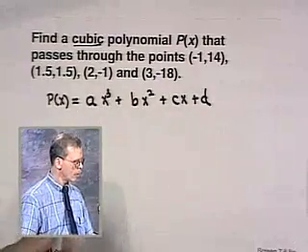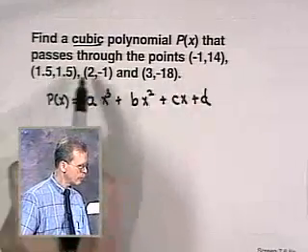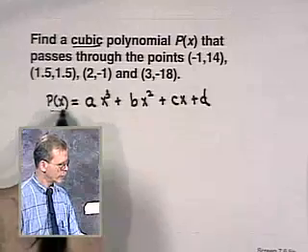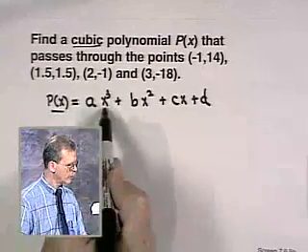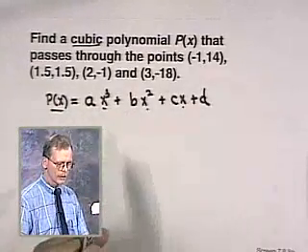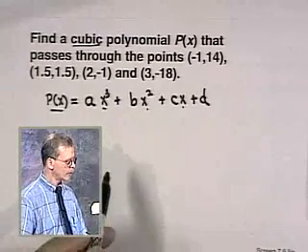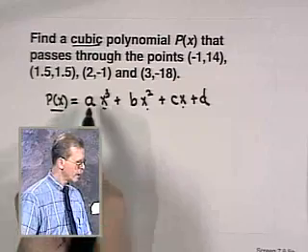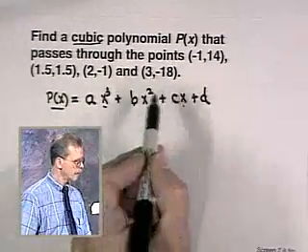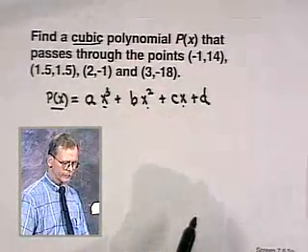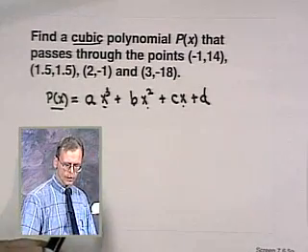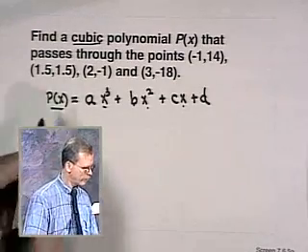Well, if we know 1, 2, 3, 4 points, we know the function value, P of X, and we know the X values, which we could substitute in there. Consequently, we can create a system of 4 equations and 4 unknowns, where the unknowns are now the A, B, C, and D. Let's begin to set up what that equation system would look like.